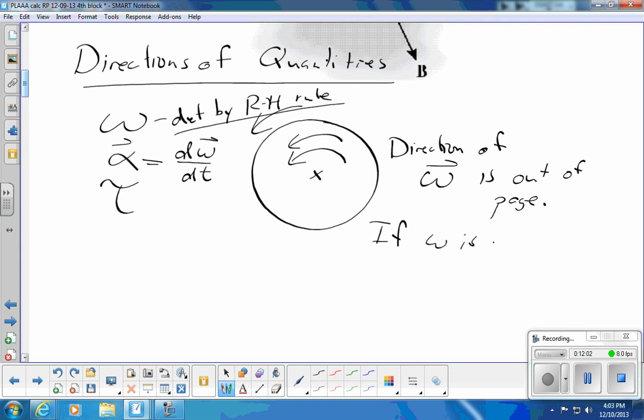omega is increasing, then the angular acceleration is in the same direction as the direction of omega. And contrarily, if the angular velocity is decreasing, then the direction of the angular acceleration is in the opposite direction of the angular velocity vector. Okie doke. Then we want to say something about torque.